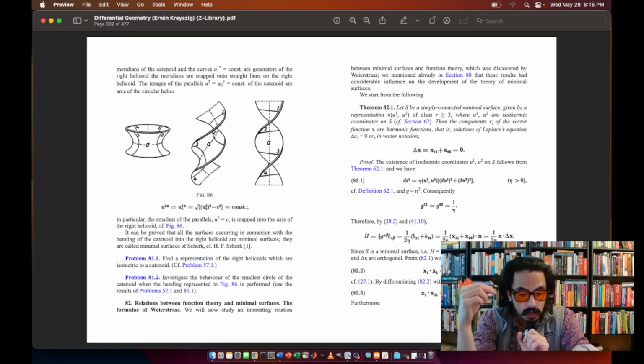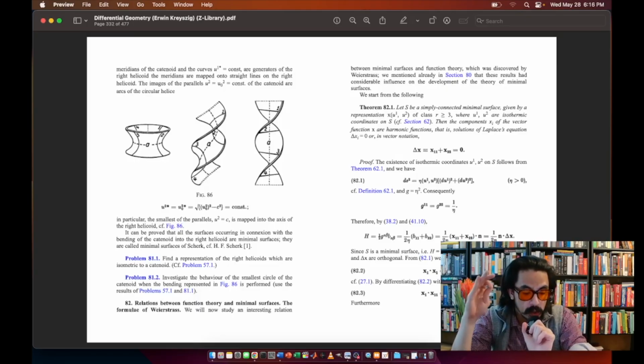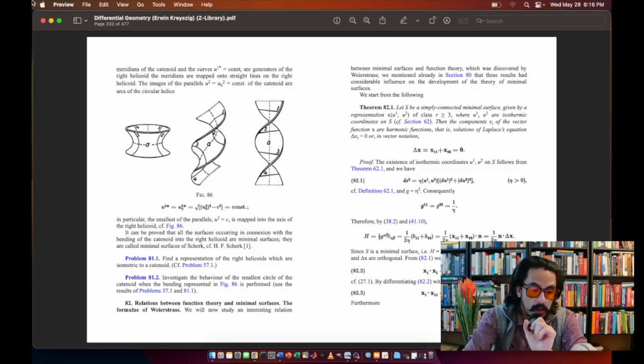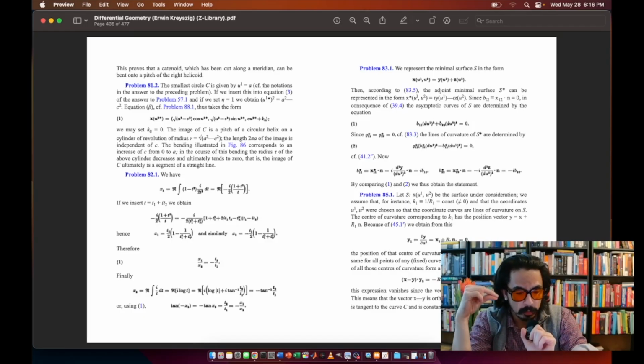Use the results of problems 57.1 and the previous 81.1. So we already read and reminded ourselves what problem 57.1 was. We just did the solution to problem 81.1. So let's just get right into this one. And this one is a nice little short one, relatively speaking, of course. The solution of problem 81.2.